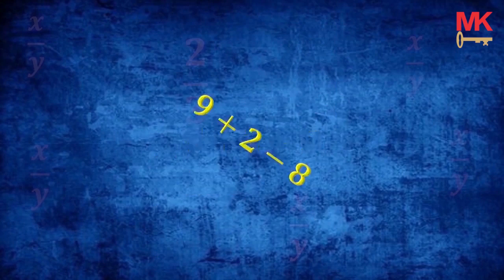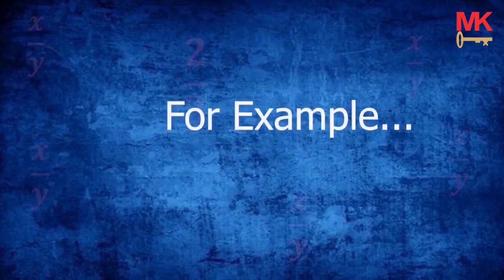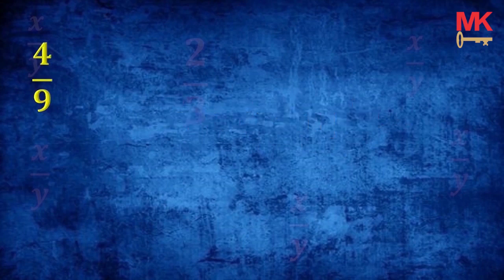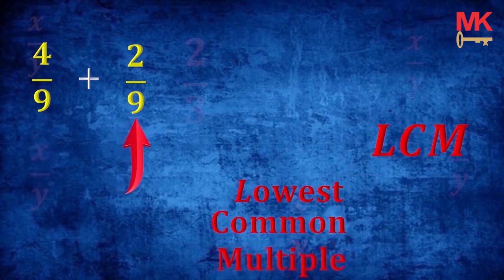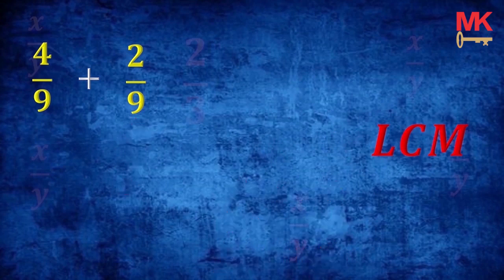Adding and subtracting fractions with the same denominators could be quite as easy as adding and subtracting normal whole numbers. Let's say, for example, we wish to operate these two fractions together, 4/9 plus 2/9. All we need to do here is to find the LCM. That's the lowest common multiple of 9 and 9. But then there is good news for us.